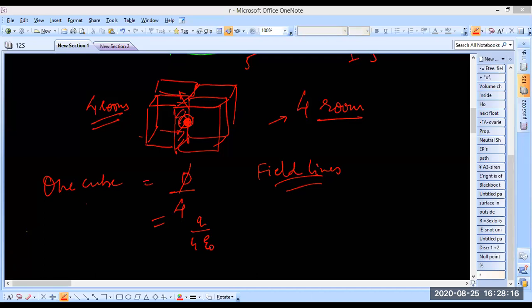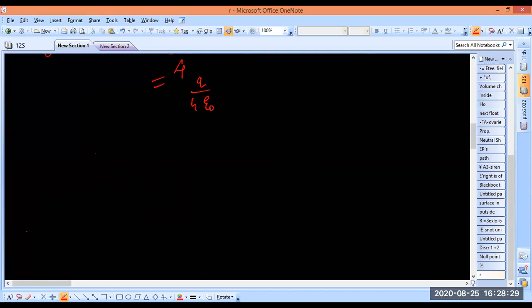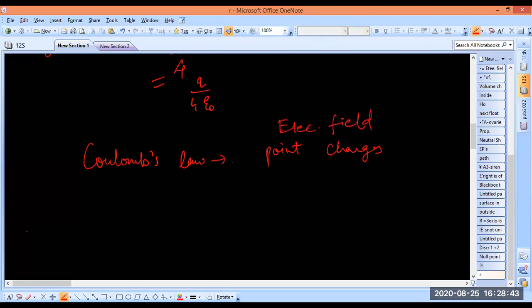The next question was by Vivek. Vivek was asking, can't understand where to use Gauss law and where to use Coulomb's law. I'll just say it very shortly. Vivek, we should use Coulomb's law generally for separate or point charges. That is, if you want to find electric field of point charges, you generally use Coulomb's law.